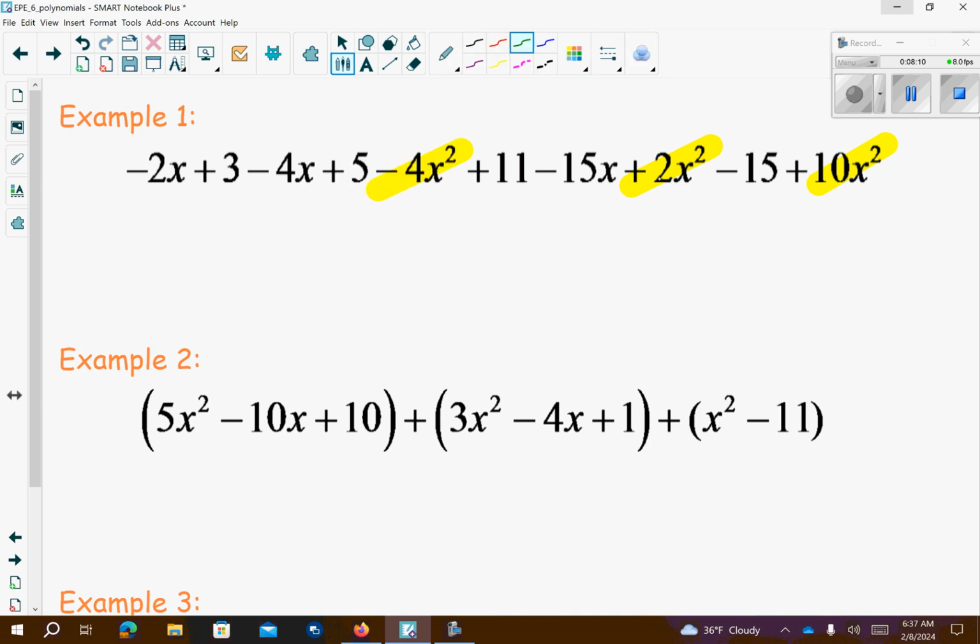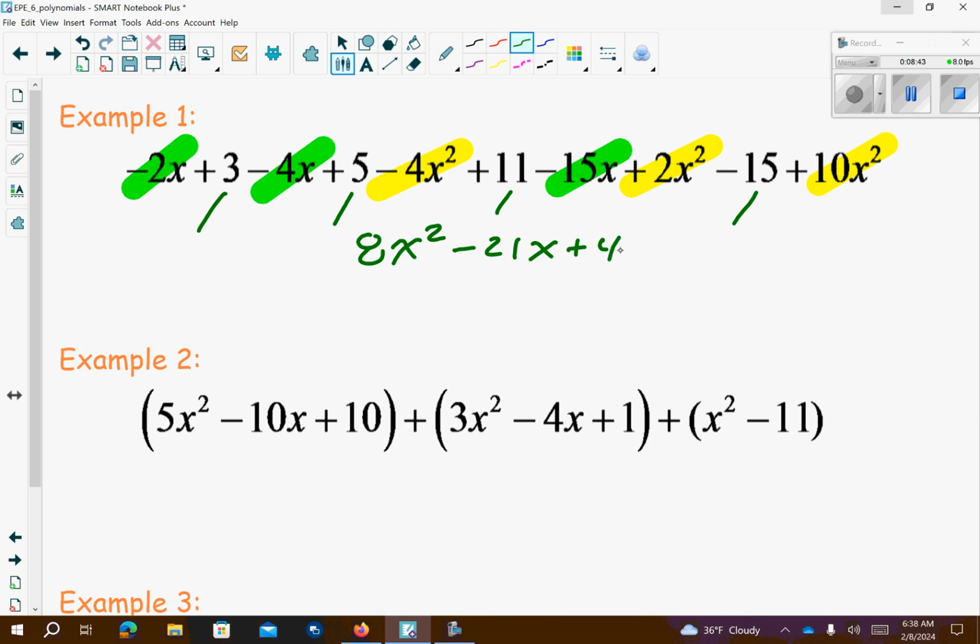So negative 4 plus 2 is negative 2. Negative 2 plus 10 is 8. So I get 8x squared. And then we're going to take a look at our next part. So I have negative 2x, negative 4x, negative 15x. So that's negative 6x. Negative 6x minus 15 is negative 21x. And then my last things, I have 3 plus 5, that's 8. Plus 11 is 19. 19 minus 15 is 4.